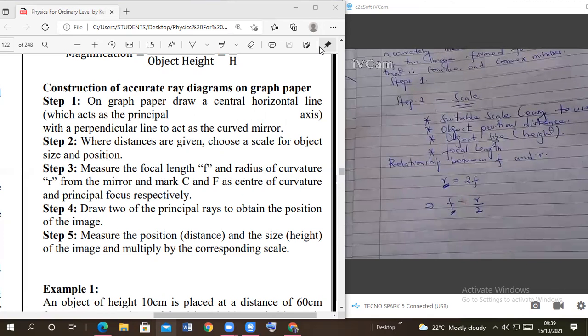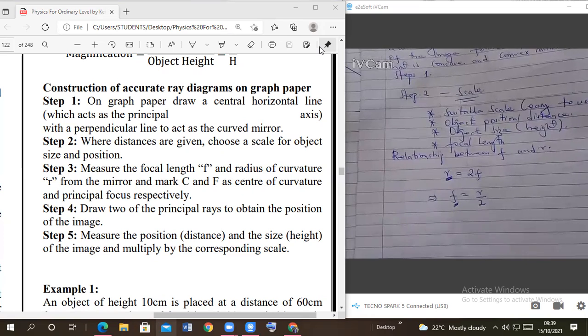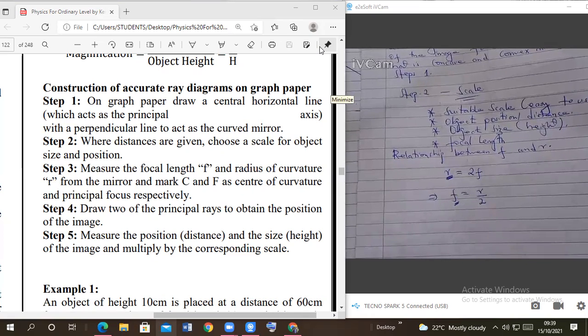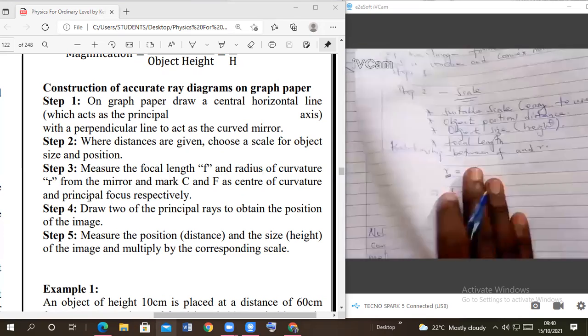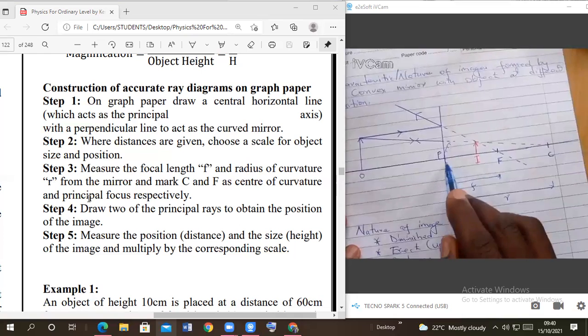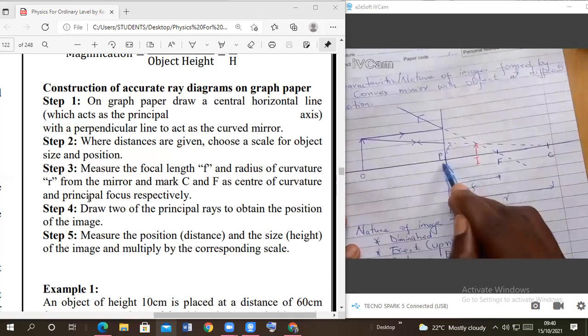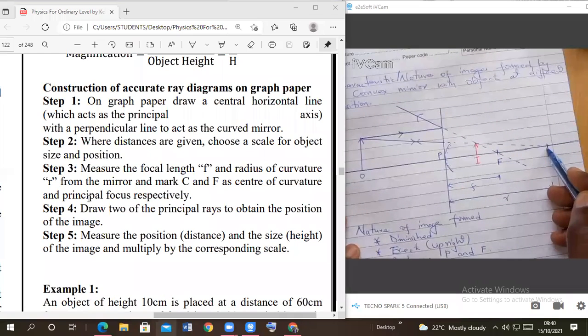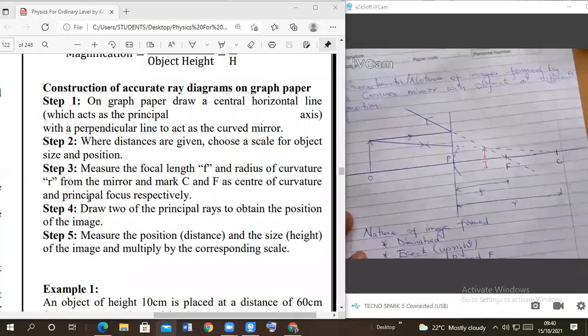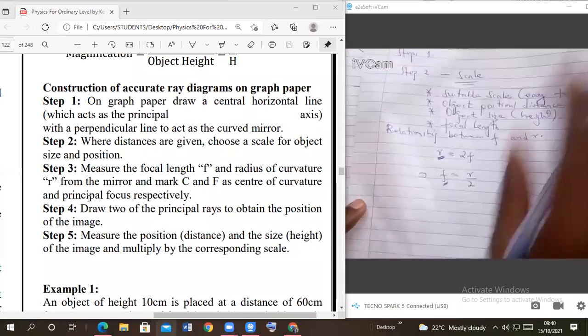Are you together? Members, are we together? Yes, take note of that. That is step number 3. So you measure the focal length and radius of curvature. And we say the distances are equal. That's why we're saying it is twice, which means the distance from here up to here must be equal to the distance from here up to that point. So if from here up to here is 10, from this point up to here must also be 10. They must be equal. So you measure that as well.